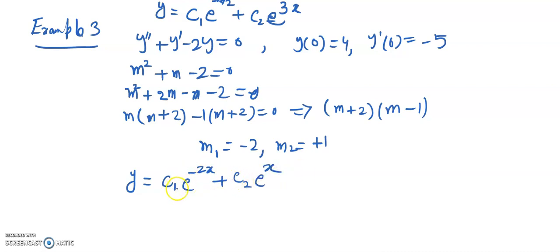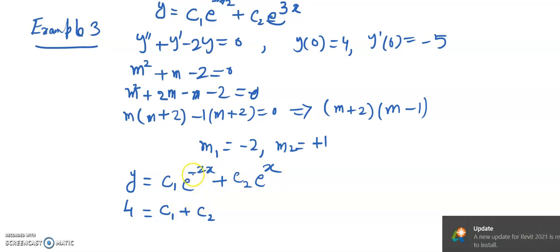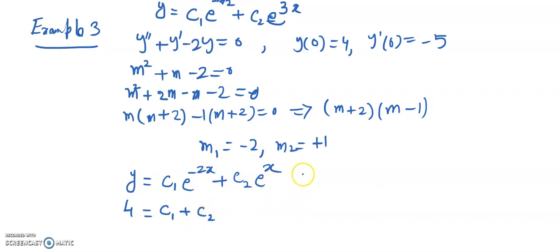Okay, so now to find the values of c1 and c2, I can input the values of y and x. From the first condition, y(0) is equal to 4, so the value of y is equal to 4. If e power 0, it will be c1 plus c2, so both of these exponential terms will be equal to e power 0. So we have one equation, c1 plus c2 is equal to 4. The other condition involves y prime, so we need to differentiate it.